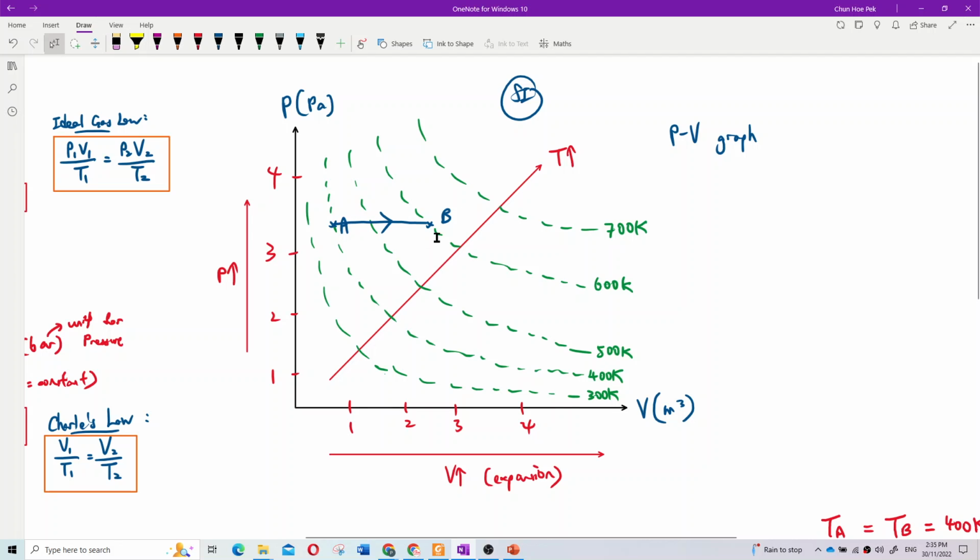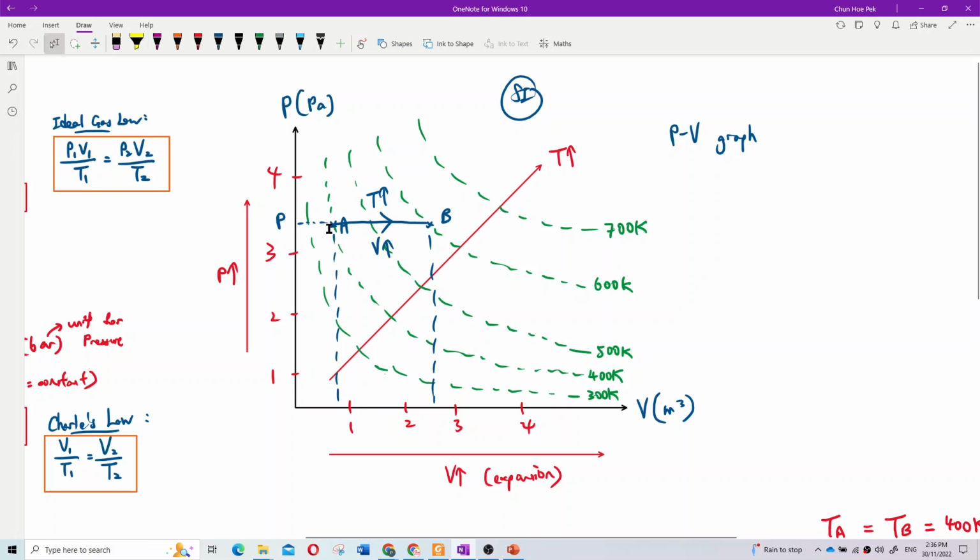So I want to ask you, what happened to the temperature? Temperature increase or decrease? Increase. Temperature increase. And then what happened to the pressure? Constant. They have the constant pressure. I don't know what value. What happened to the volume? Increase. Volume increase. Yes.